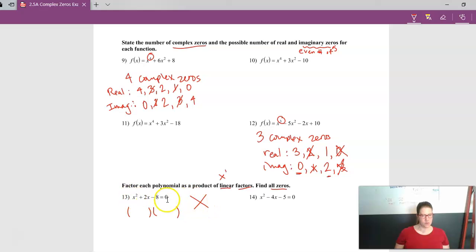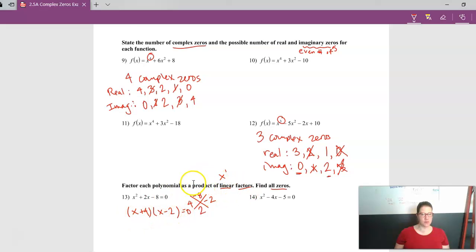So I've got a is 1 and c is -8. So these 2 numbers should multiply to -8 and add to 2. So that would be 4 and -2. So this would just be (x + 4)(x - 2) = 0. So this right here is the product of linear factors.